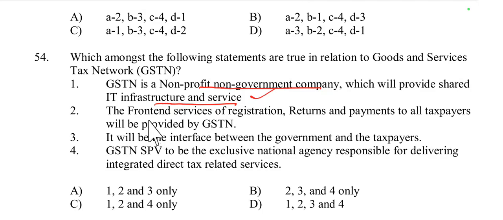Then the front-end service of registration, returns and payments to all taxpayers will be provided by the GST network. This is also right. First one, second one. Then the third one: it will be the interface between the government and taxpayers. Yes, it will be the interface between government and taxpayers. Through GST we pay tax to the government. Then option 4: GSTN SPV to be the exclusive agency responsible for delivering integrated direct tax related services.